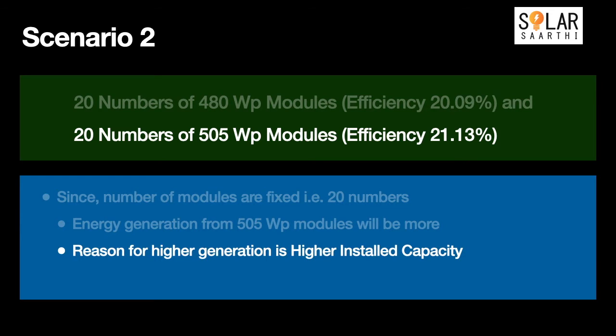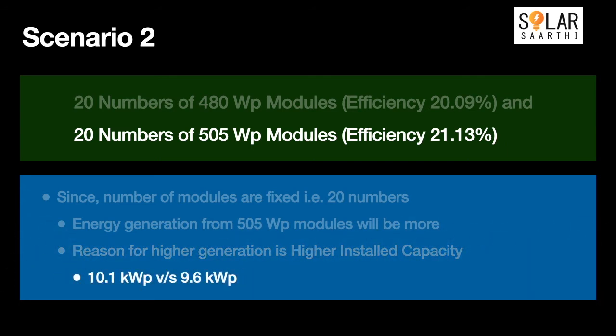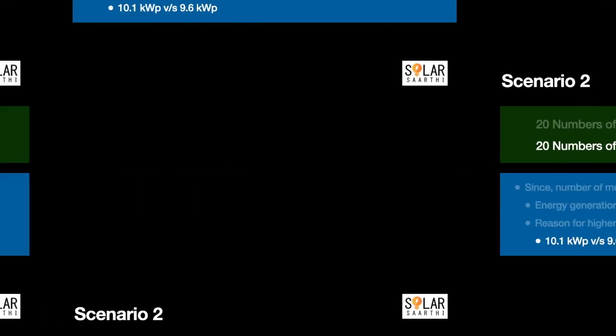In case of the first model, that is 20 numbers of 480 watt peak modules, we have 9.6 kilowatt peak as the rated capacity, while in the second model 20 numbers of 505 watt peak modules will give us 10.1 kilowatt peak. So there is a trade-off between 10.1 kilowatt peak versus 9.6 kilowatt peak. Hence, the energy generation in the 505 watt peak modules would be more in this particular scenario.